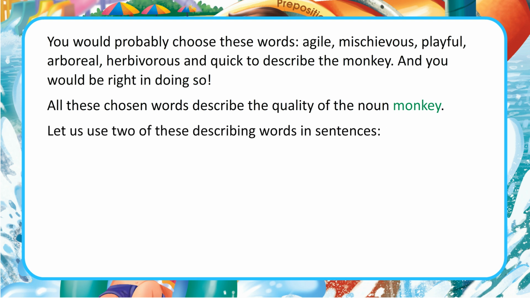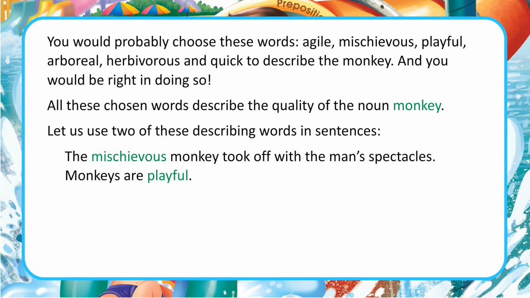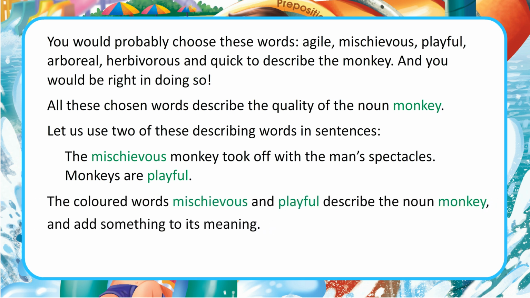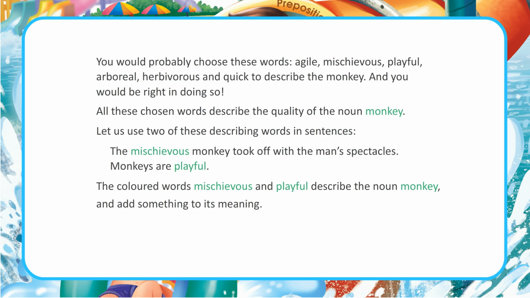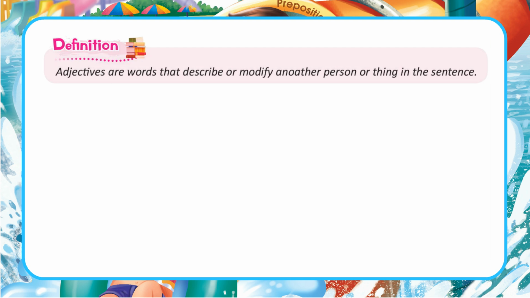Let us use two of these describing words in sentences. The mischievous monkey took off with the man's spectacles. Monkeys are playful. The colored words mischievous and playful describe the noun monkey and add something to its meaning. Definition. Adjectives are words that describe or modify another person or thing in the sentence.